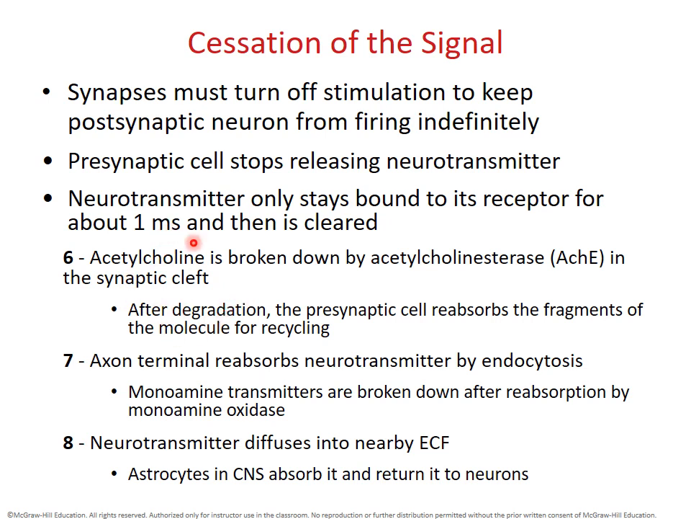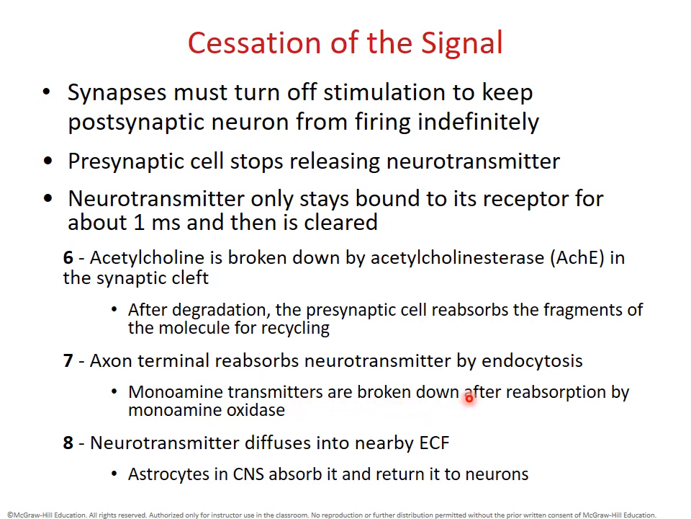Another way of clearing the synaptic cleft of the neurotransmitter is for the axon terminal, the presynaptic cell, to reabsorb the neurotransmitter by endocytosis, to pull it back into the axon terminal and get rid of it that way as well. This doesn't happen in all cases, but in some neurotransmitters this happens. In the case of monoamines, they get reabsorbed, and interestingly enough, they don't get reused.